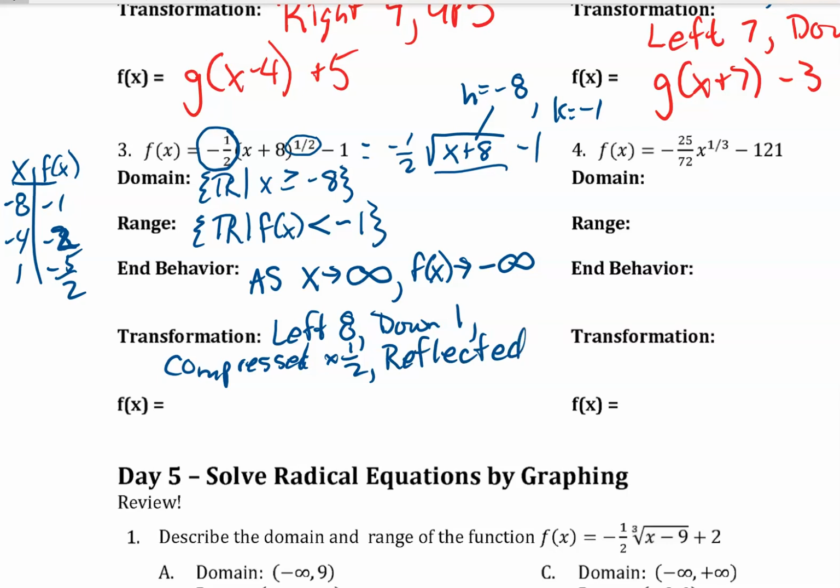F of x, well, when I look back at my parent function, it is again the square root of x, or x to the 1/2, whichever way you prefer to call it. So f of x would be g, oh, wait a minute, I have a multiplier. It's going to be negative 1/2 g of x plus 8, minus 1.